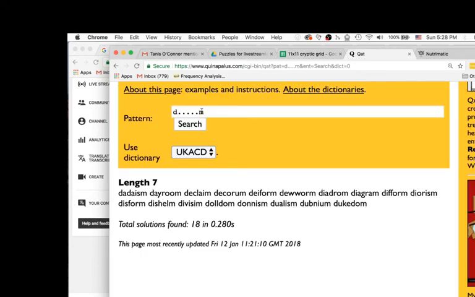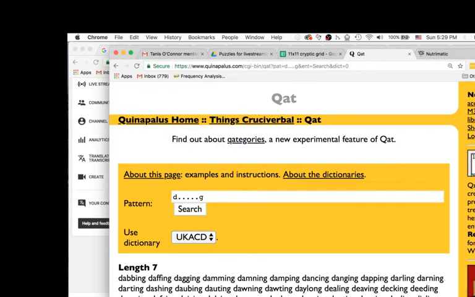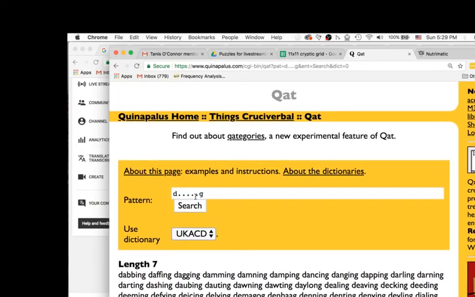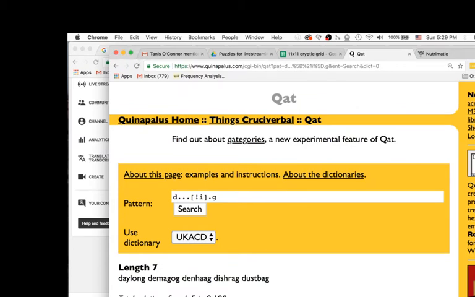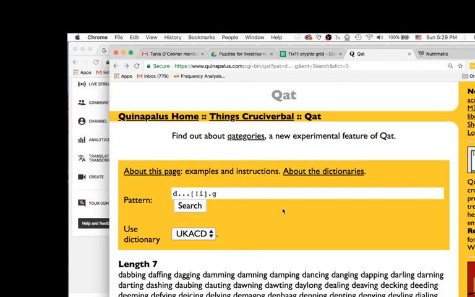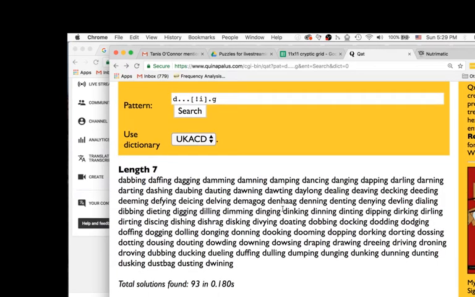We have D ending in G. That's going to be a lot because we have ing. Do I want something that ends in ing? I already have never ending. Let me see what does not have an I here. Not much. Day long. Demagogue, Den Haag, dish rag, dust bag. No, I don't like any of those. So it will end in ing. That's fine.